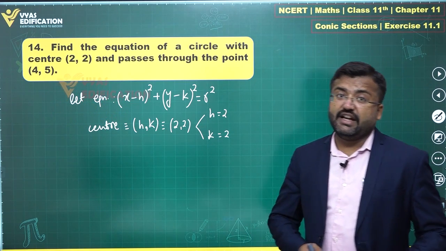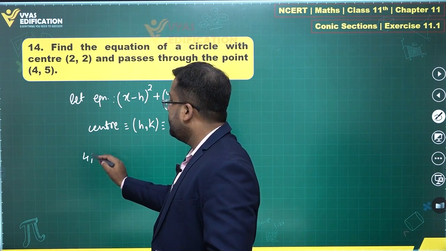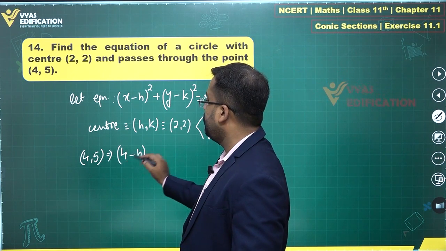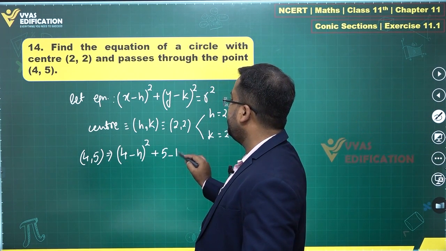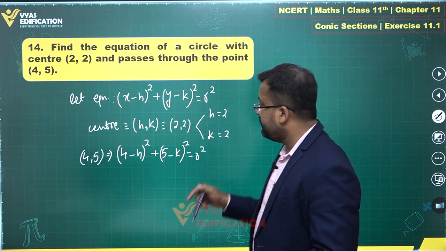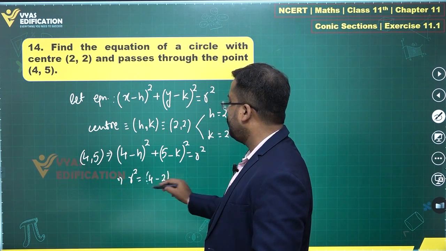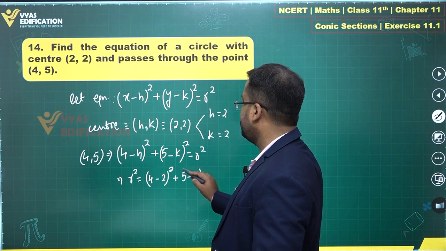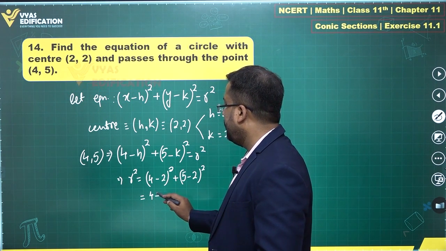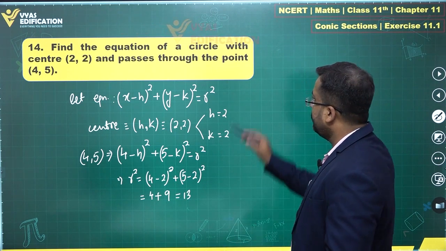The next thing that is required is the radius, and can we find the radius as well? Another condition, it's given that the circle passes through the point (4, 5). What does that tell me? This is (4 minus h) square plus (5 minus k) square is equal to r square. Okay. And can I use these values of h and k to find this r square? Yes, r square will be equal to (4 minus 2) square plus (5 minus 2) square. What is that? This is 2 square, which is 4, and 5 minus 2 is 3, 3 square is 9, so this is 13. So r square is 13. Okay.